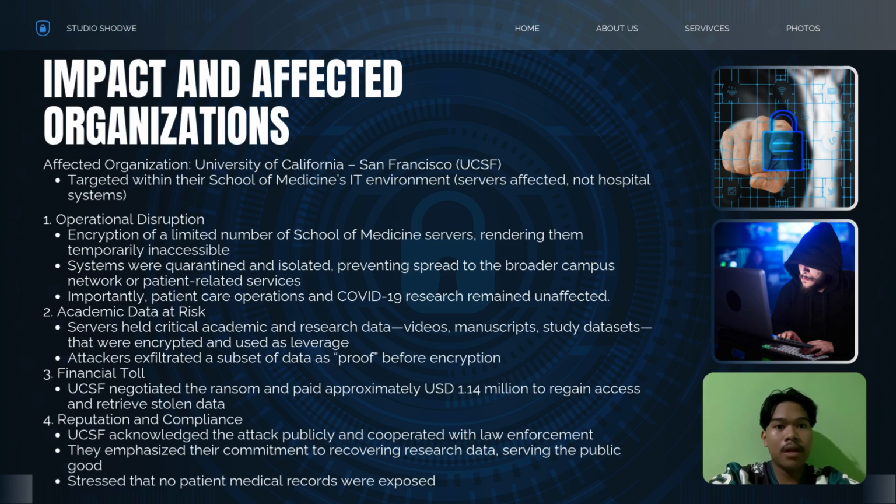This case teaches us that even a well-resourced university can become a target, and that swift containment and clear communication are critical in a cyber crisis.